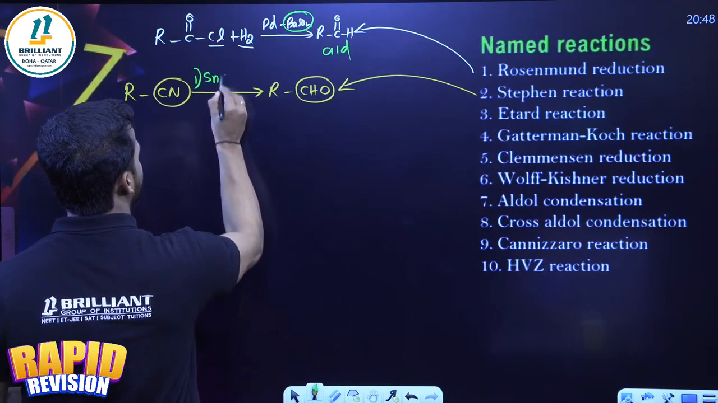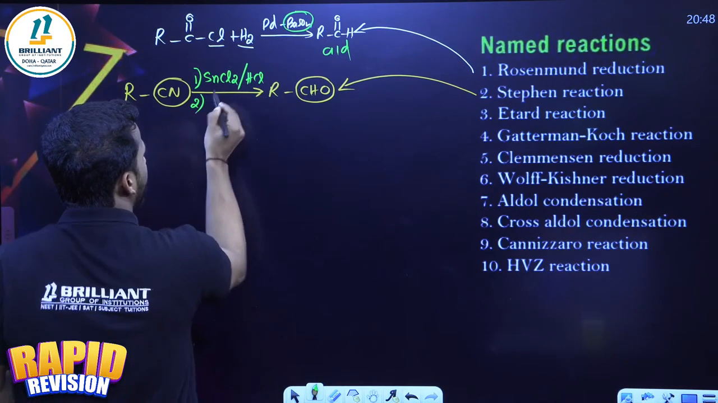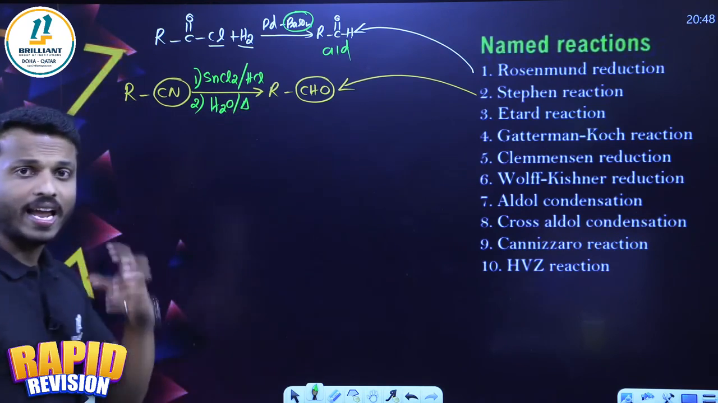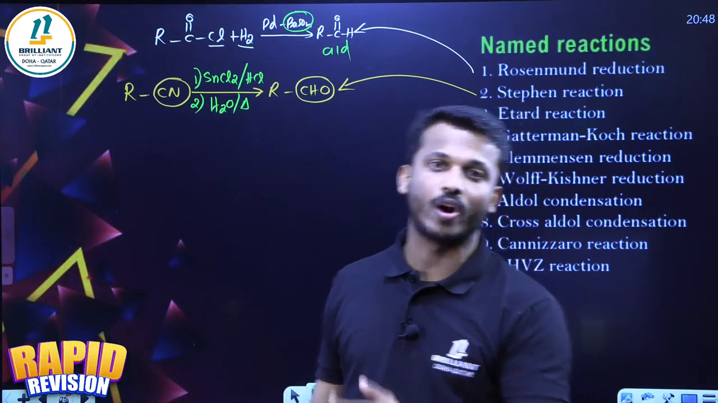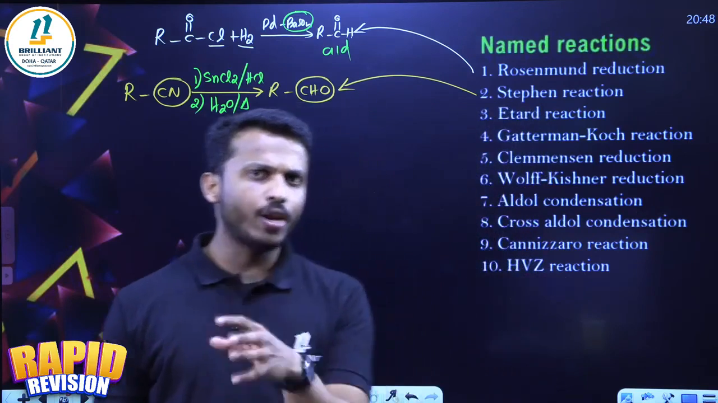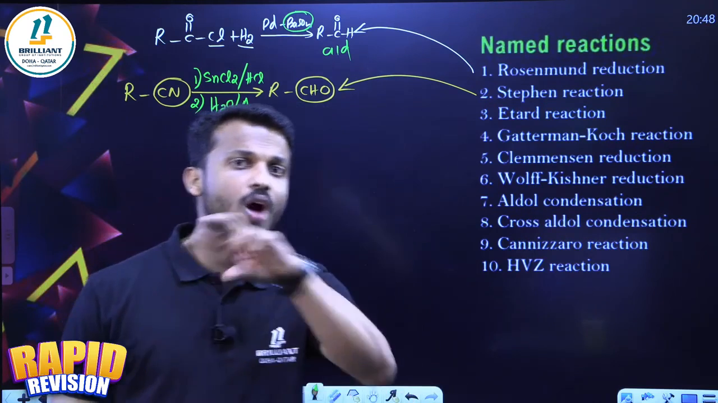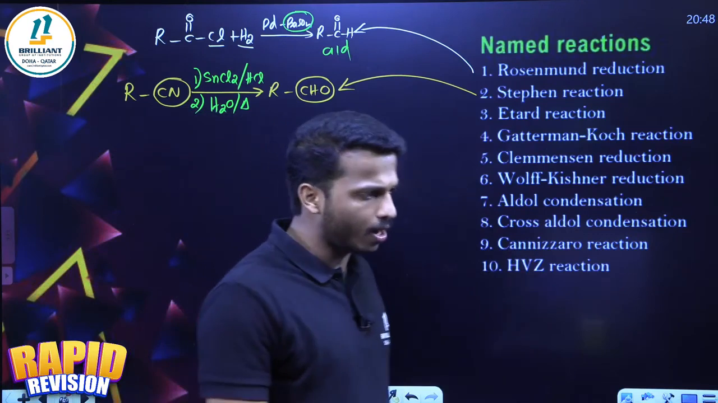First, we will add stannous chloride with HCl. Secondly, we will treat with water and heat. So, dear all, cyanide to aldehyde by treating with stannous chloride is called the Stephen reaction. Can you tell me one alternative method to convert cyanide to aldehyde? One of the reagents we are using. Can you type in the chat box, dear all?